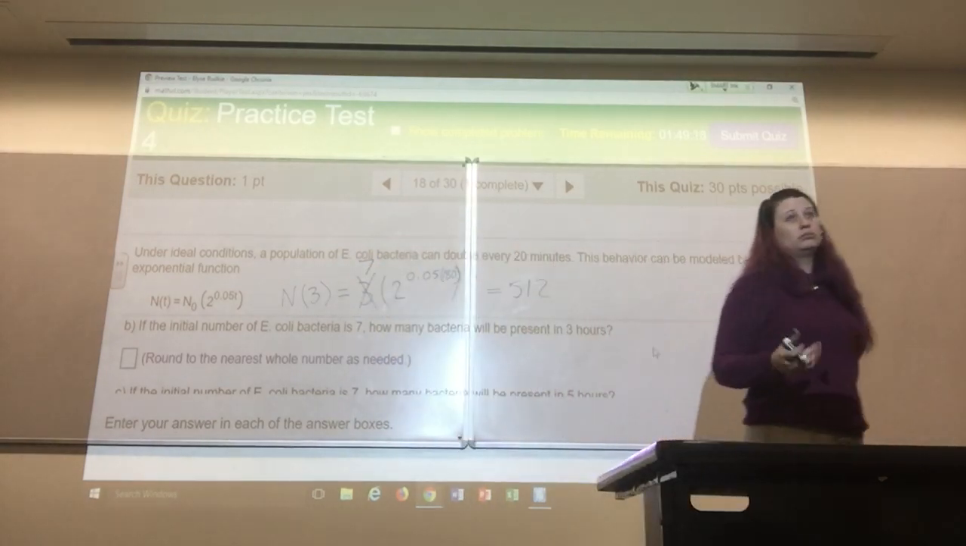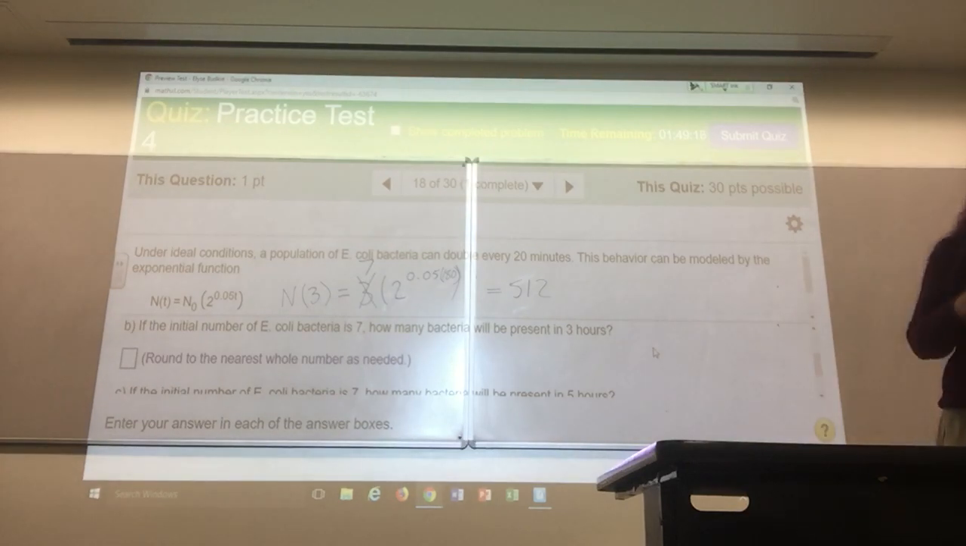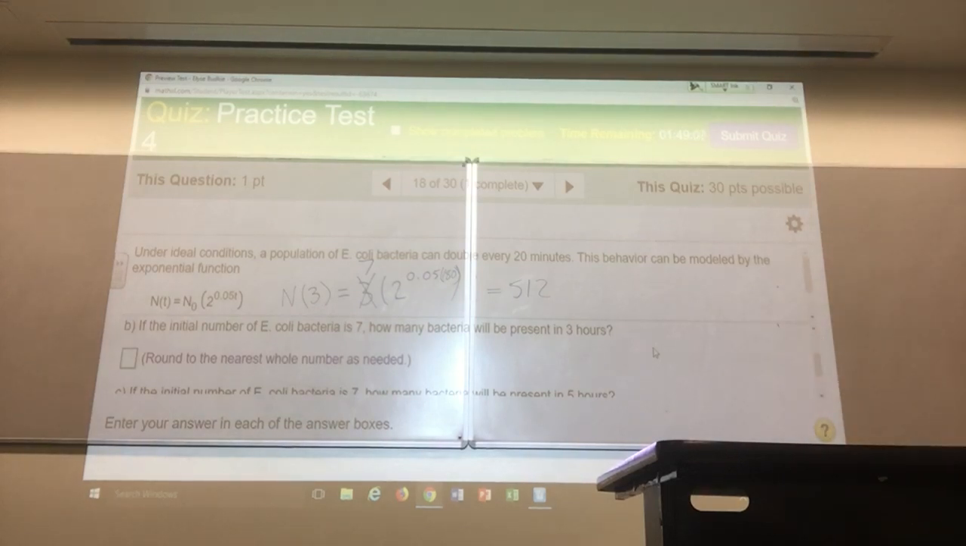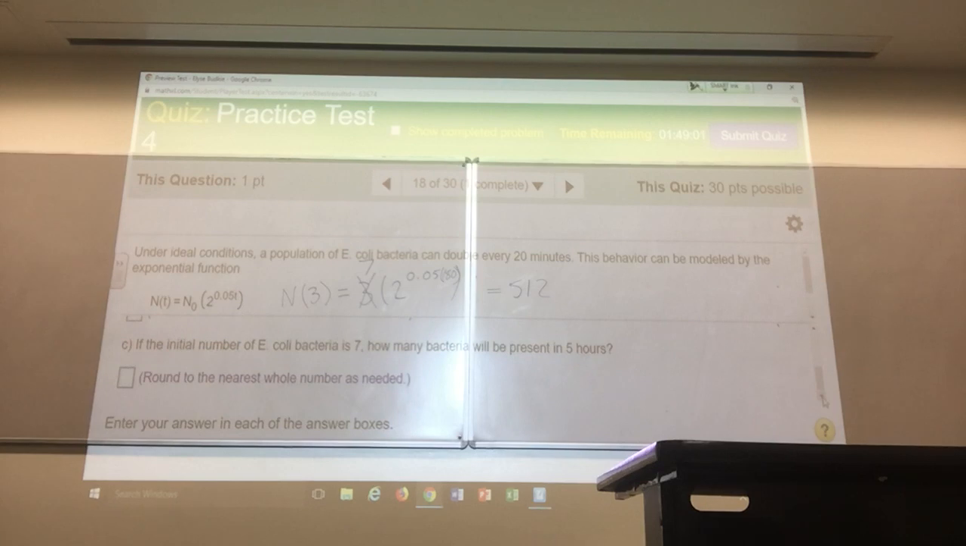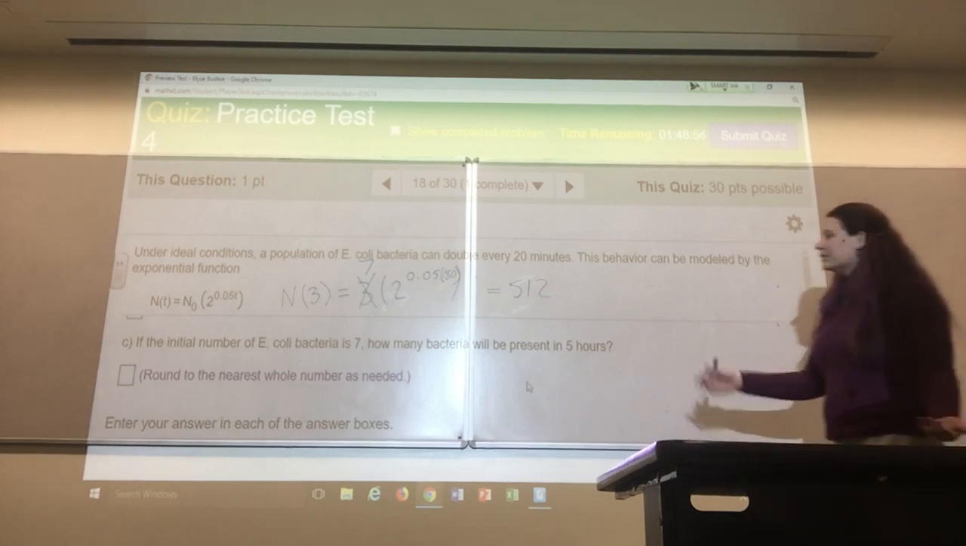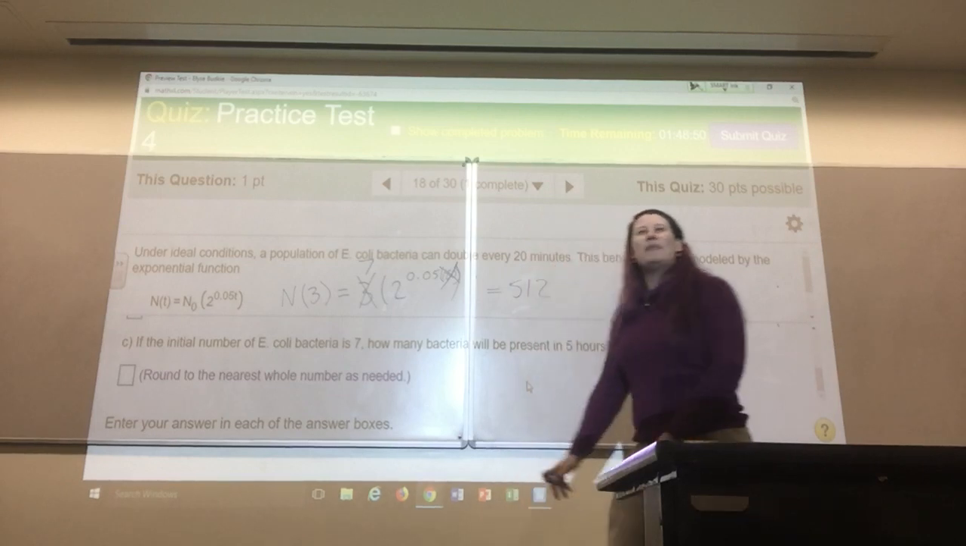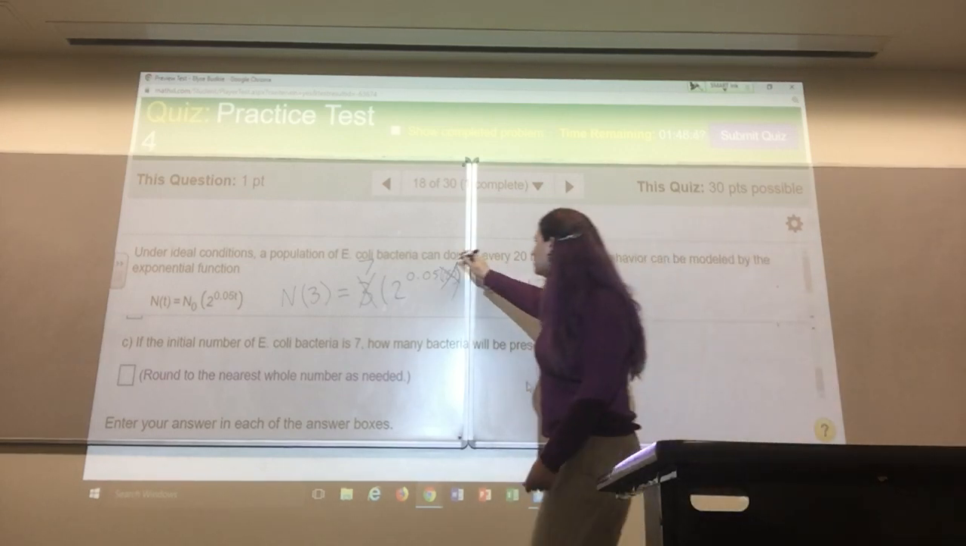So, right? If you have one of the calculators where you can go back up into what you just typed, just replace the 3 with 7, and then you don't have to retype it all again. And that saves you a lot of time. Okay? Then, if the initial number of E. coli is 7, how many bacteria will be present in 5 hours? So again, we can just do a replacement again. 5 hours is how many? 300. 300, yes.